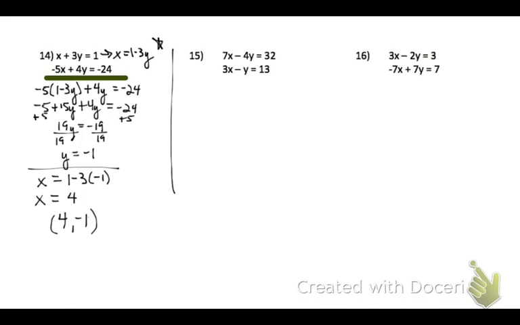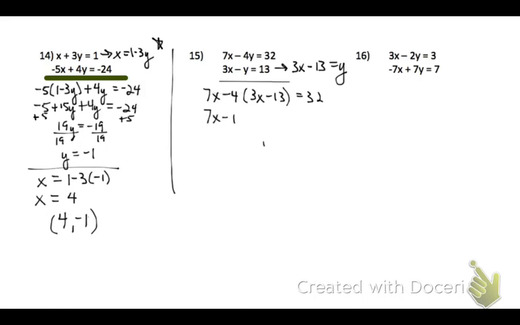All right, number 15. I was trying to find that pen that I used. I noticed that my second equation has y with the coefficient of 1. So I'm going to add my y to one side and then subtract my 13. So 3x minus 13 will equal positive y. Now I'm going to plug that into my other equation for y. So I get 7x minus 4 times 3x minus 13 equals 32.